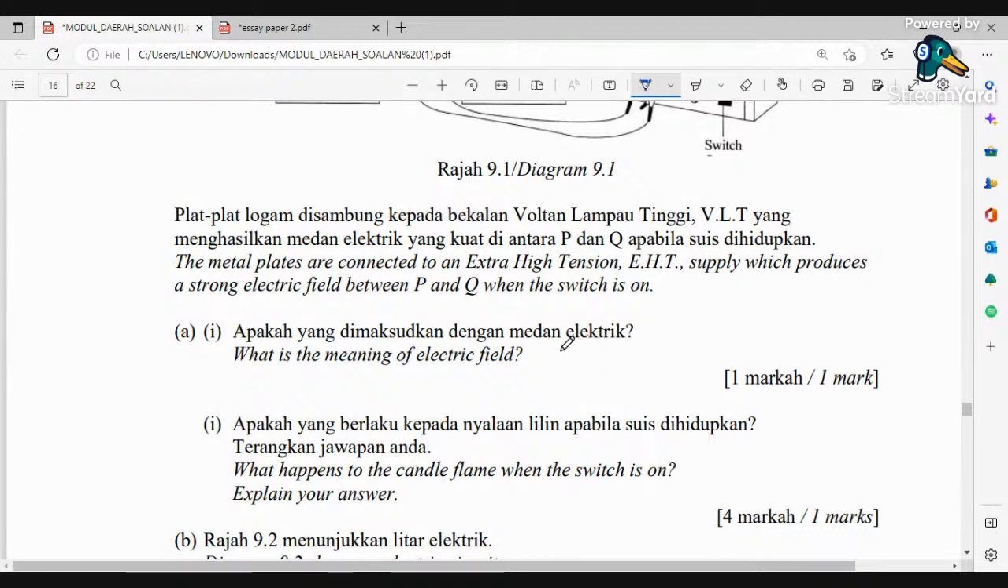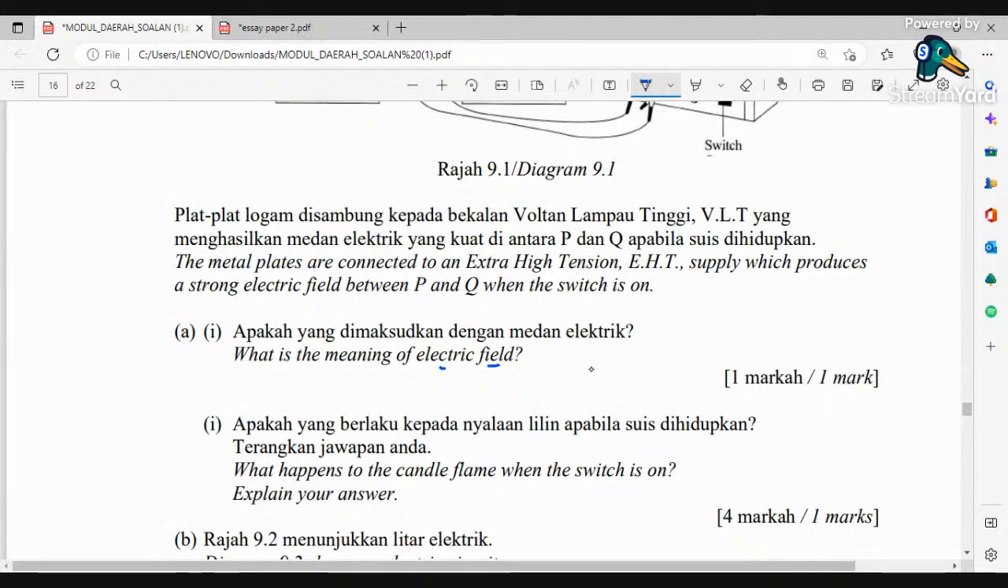You need to answer the question on the paper provided. There's a space provided for you all to answer. So for this discussion, I will just write below here, so that it is easy for you all to refer to the question and the answer at the same time. A1, what is the meaning of electric field? Definition, you need to write it completely.